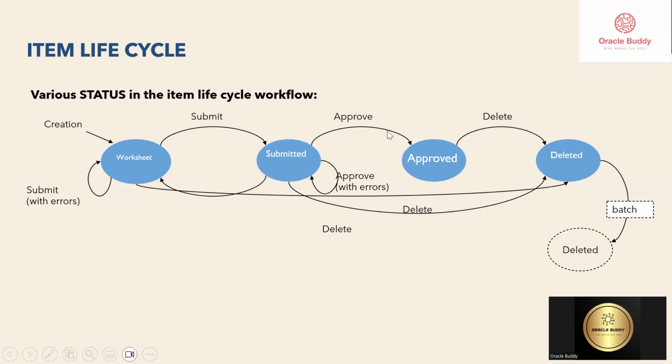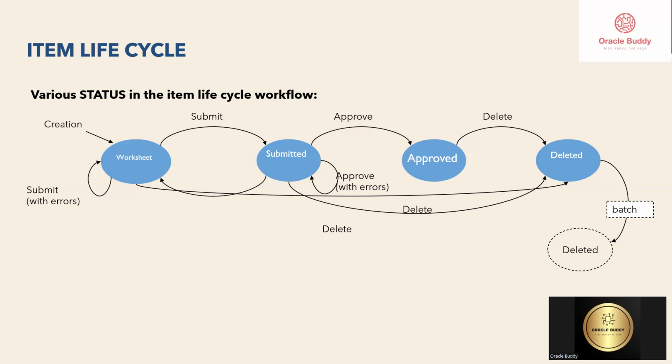Then once you approve it, it comes to approved status. And if it has errors, it will go back to submitted status. If you want to delete any item, the status will go to deleted, and then the daily purge batch will delete the item from the deleted items.